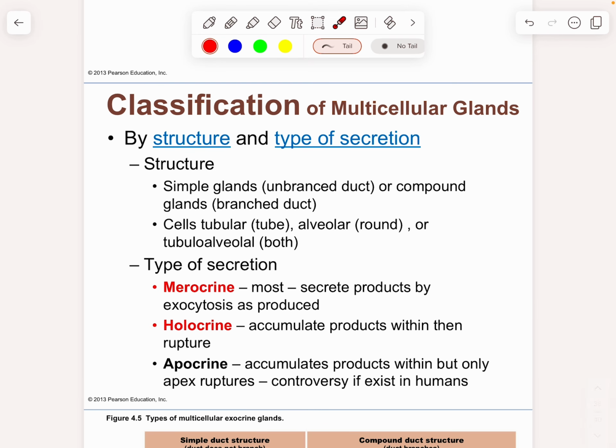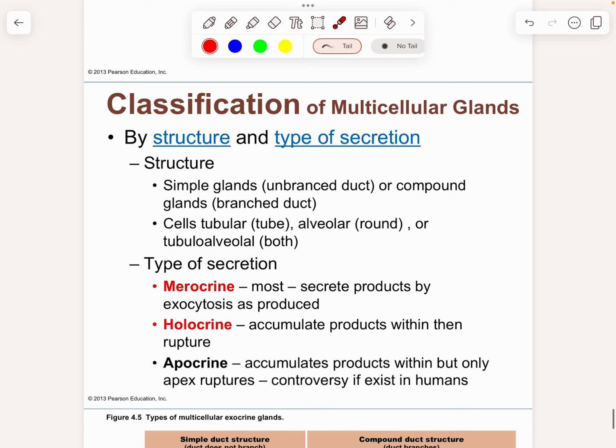And with the multicellular glands, we have a couple of different types. So we can classify them by structure and by type of secretion. So the structure, they can either be simple, which is going to be unbranched, or compound glands, which are going to be branched. We'll look at examples of these in a minute. Or the cells' shape can be either tubular, like a long tube. They can be alveolar, round, or tubo-alveolar, both. It's kind of a combination of a tube and round. So that's the structure. We also classify our multicellular exocrine glands by what they actually secrete.